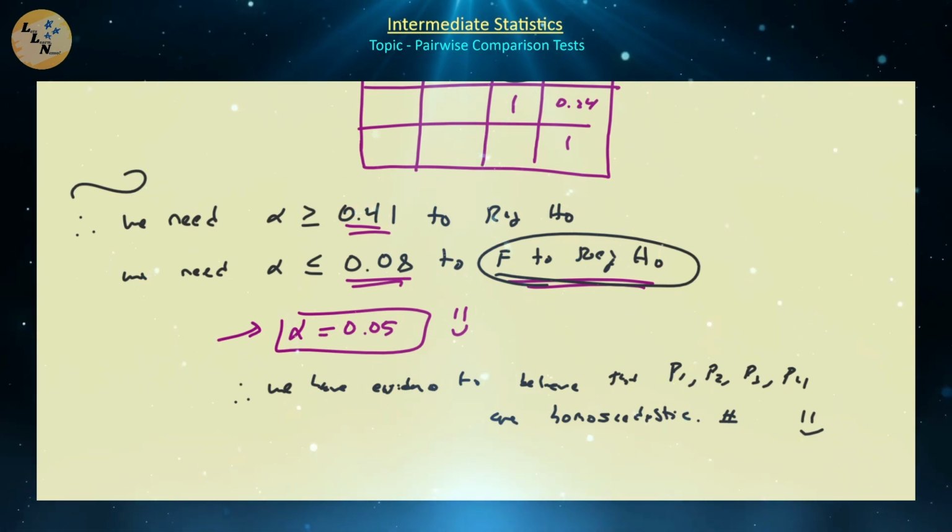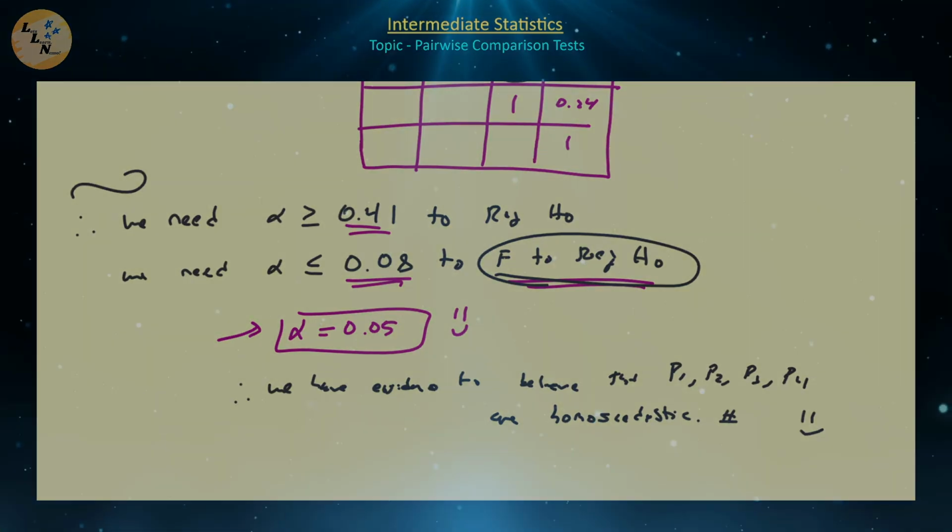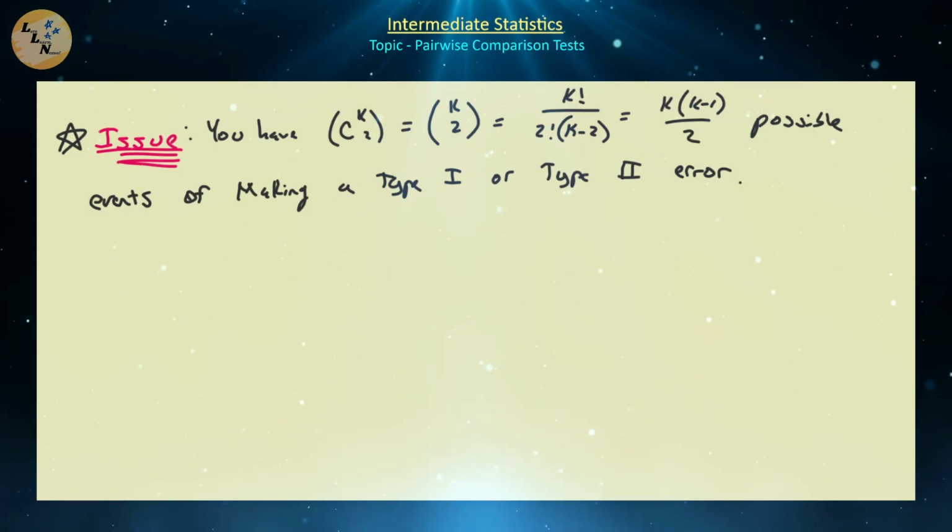Now, if you were to choose an alpha value between 0.08 and 0.41, I'll let you contemplate how we would actually go about interpreting that particular result. Now, one may be thinking, well, if I can actually do pairwise comparison tests for multiple populations, what's the reasoning behind introducing other methods? Well, keep in mind, every time you do a hypothesis test, you have the possibility of making a type 1 or a type 2 error.